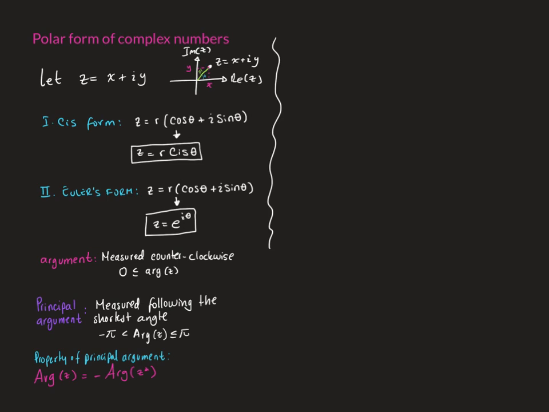Now to finish, I have summarized all the main points of this video towards the left, and I hope that this is a start for you to getting comfortable using the different notations, cis forms and Euler's form, and also to understand the difference between the argument and the principal argument. And maybe you can already think of different properties that each of these two types of arguments are going to meet.